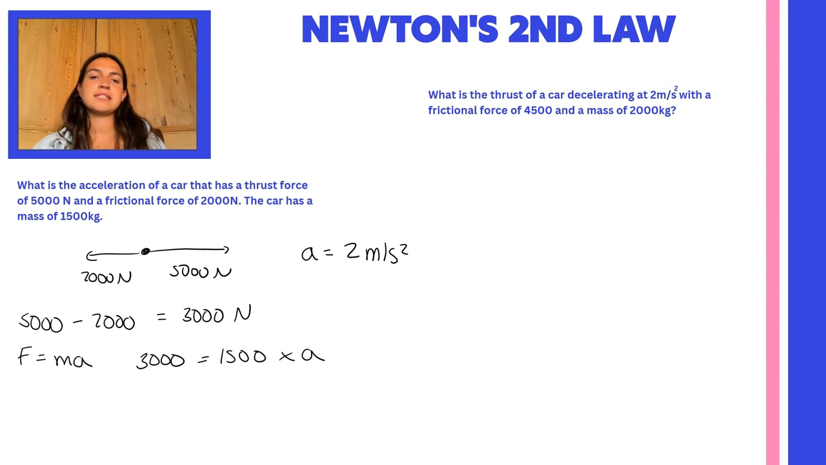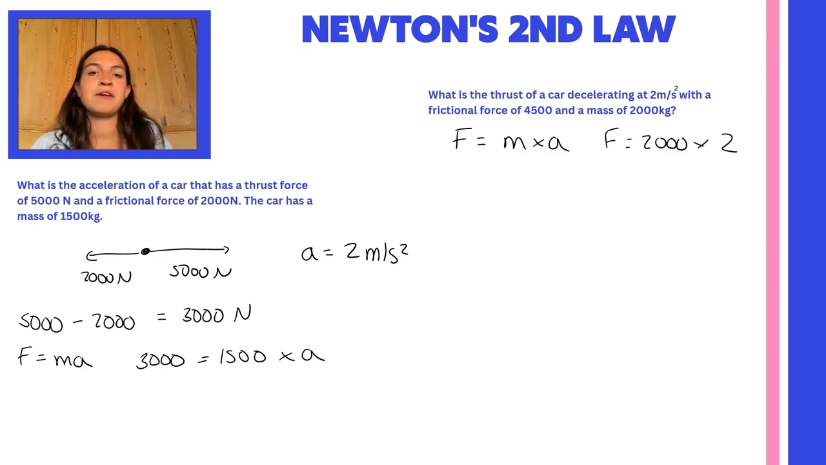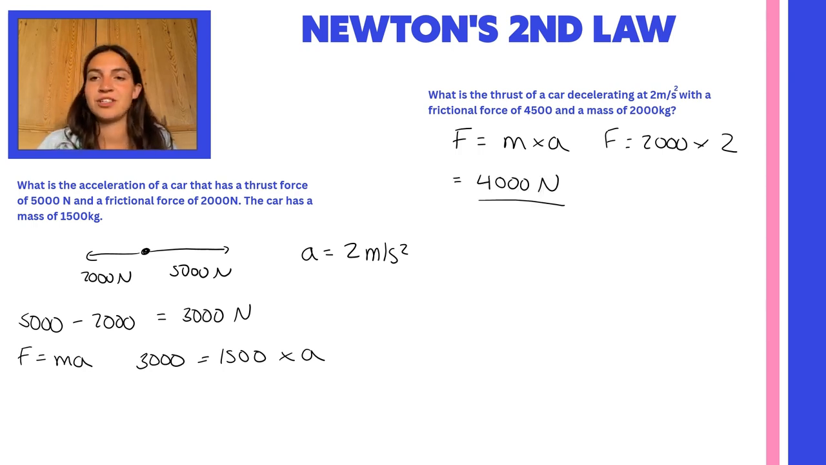Okay, so this time I'm looking for something different. I'm actually looking for the thrust force, but in order to figure that out, I need to know what was the overall resultant force that must have been acting on this car? So this is kind of like doing this backwards. So I'm going to find that first. F equals ma, so it's mass 2,000 times 2, its deceleration, 4,000 newtons. So that's my resultant force.